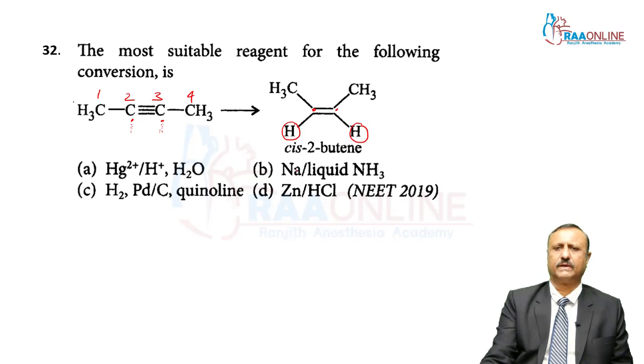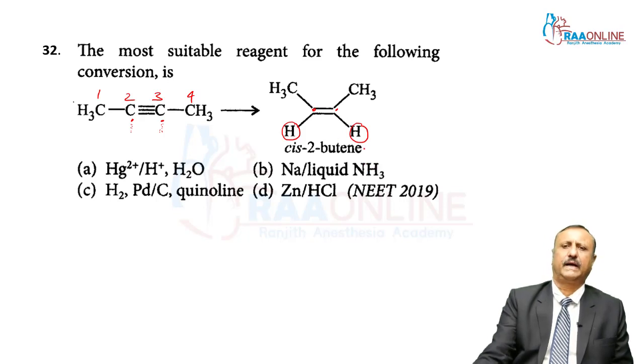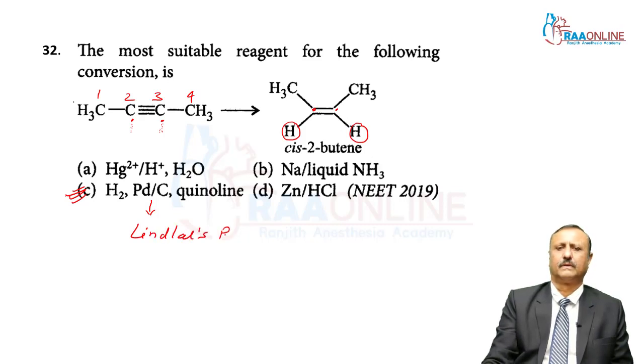Now, my dear students, when you use sodium and liquid ammonia, then you can get the butene, but my dear students, you can get the trans-butene. So, this gives us the trans form, and you can get the cis form by this reagent, and my dear student, this is called Lindlar's reagent. By this Lindlar reagent, you can get this cis-2-butene.